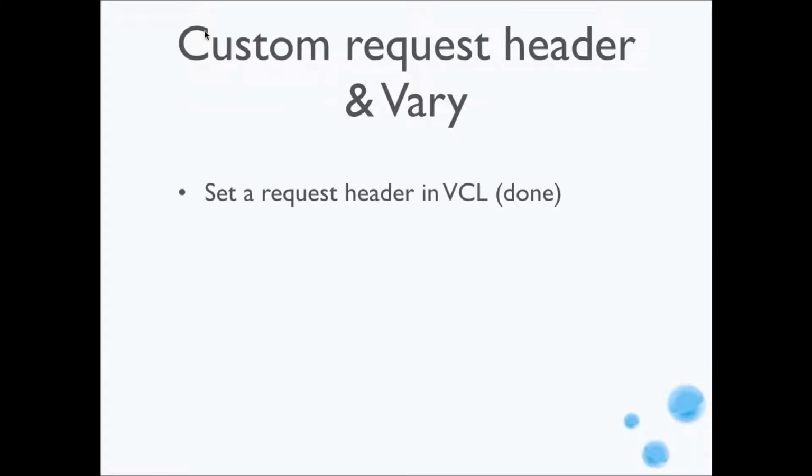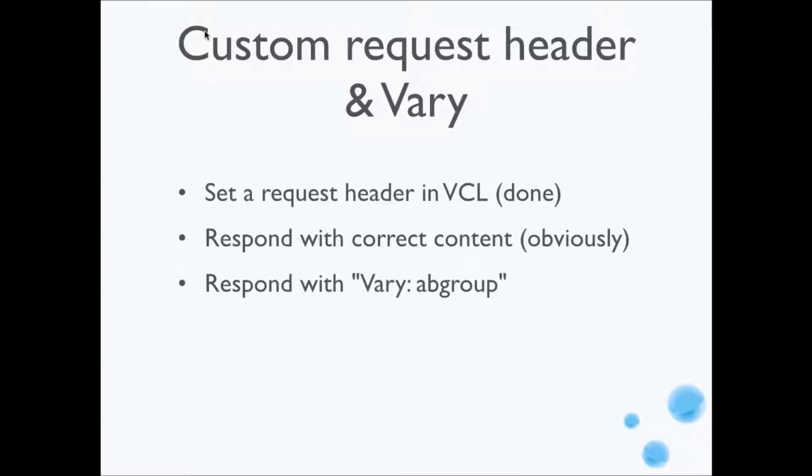The first way of doing it, which is the way I would prefer to have this implemented, is to use a custom request header and Vary. So basically, we just set a request header in VCL, and we have already done that actually. This would be the AB group HTTP header that we set, req.http.ab_group. And when Varnish hits the backend, it will pass that header along. So the backend will know if it is an A or a B group user. So the backend then needs to respond with the correct content for an A and B group. So you need to modify the backend so it actually takes the AB group header into account. That's pretty obvious. And it also needs to do one more thing, and that is to respond with a Vary: AB group.